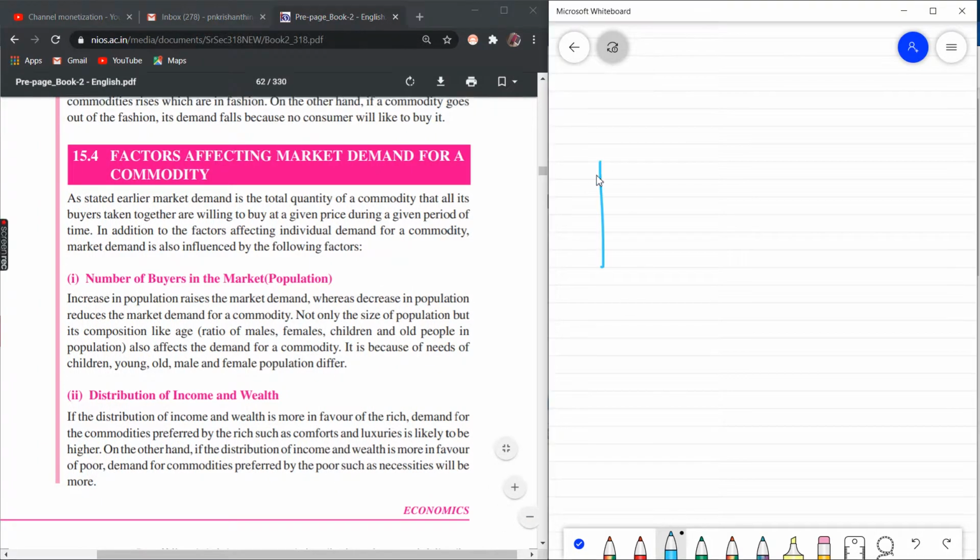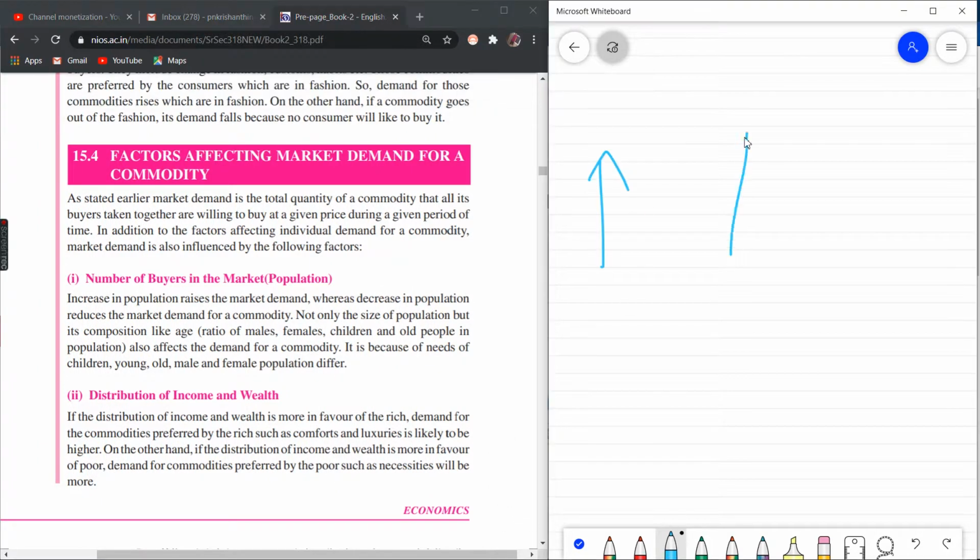When there are more buyers, there will be more purchasing power. People buy more and the demand increases. And the case is vice versa. When the market population is low, it will lead to a decrease in purchasing power. Fewer people will consume the goods, and eventually the demand for the commodity will also fall.